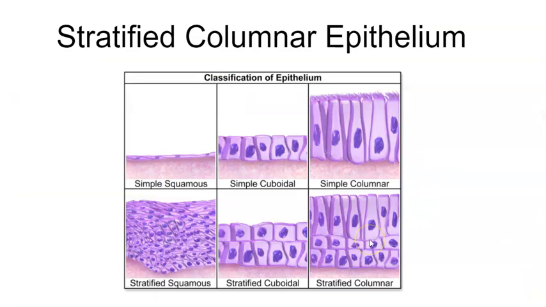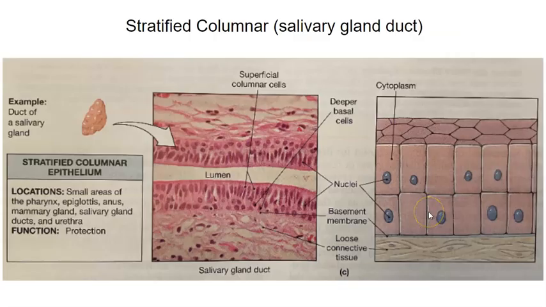Now let's look at stratified columnar. Multiple layers of column-like cells. Here's the basement membrane. Notice they don't look columnar here, but when we get towards the surface, they do. They look columnar. This would be the lumen or the opening. This is from a salivary gland duct.